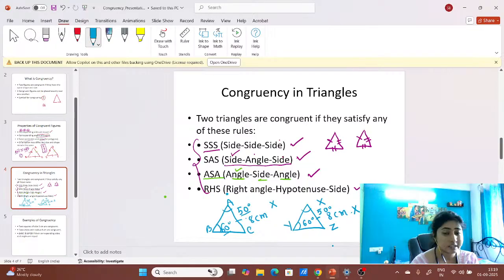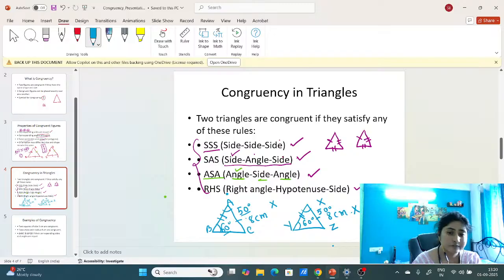I think this side XY and this side AB. These two sides will be the same. Why? Because if you observe, this side AB is included between angle A and angle B. Similarly, this side XY is included between angle X and angle Y, right? So these two are my included sides.